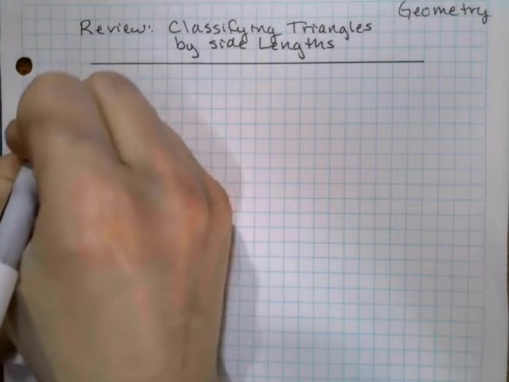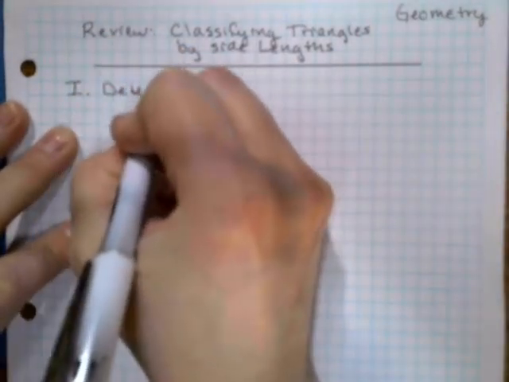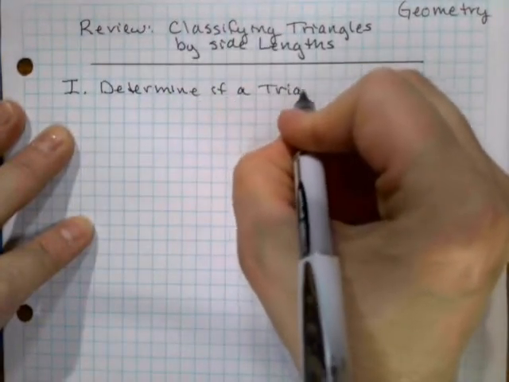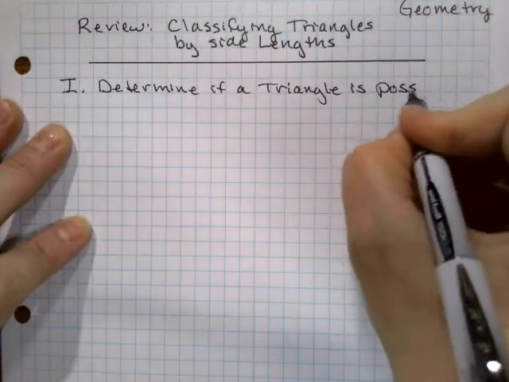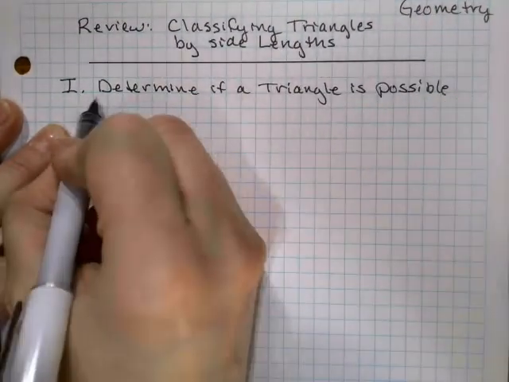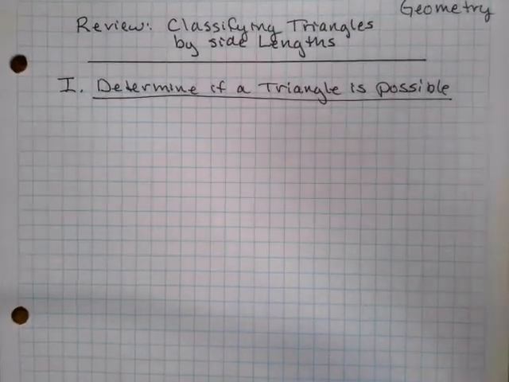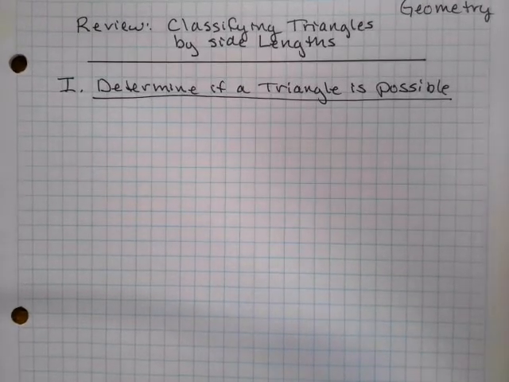So first topic is how to determine if a triangle is possible. If a triangle is not possible, then you don't need to classify it. So you always want to check to see if it's even possible before attempting to determine the type of triangle it might make. Okay, we're going to do 3 small drawings.